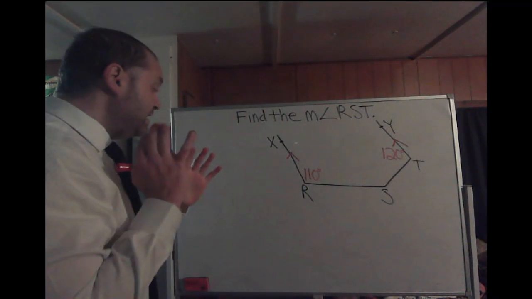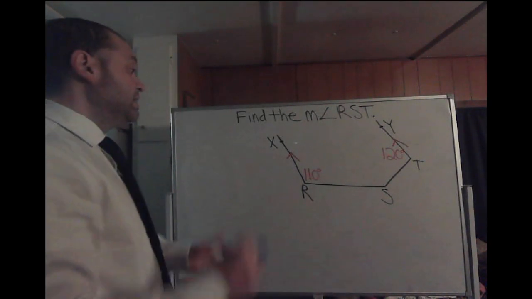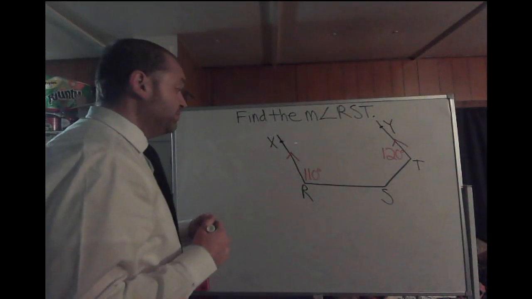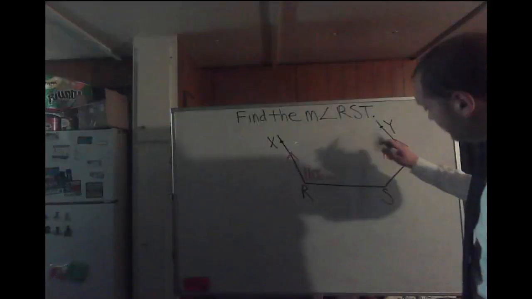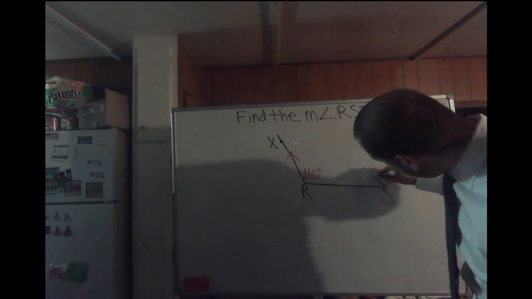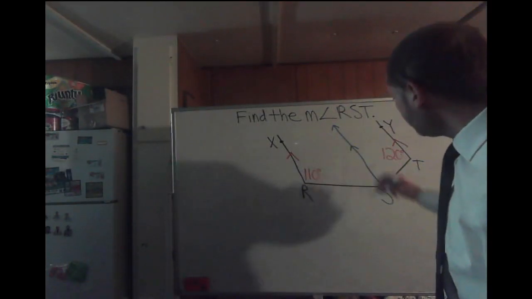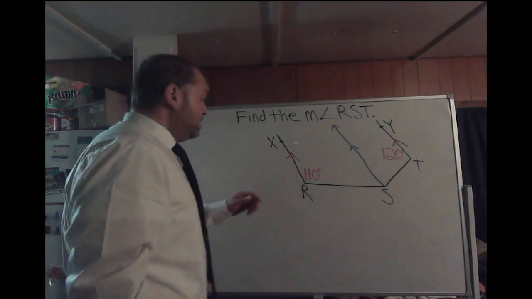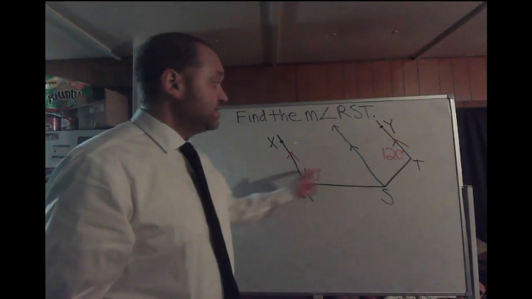So, how are we going to do that? Well, the same reasoning as before, we can draw a line through point S that is parallel to both of these lines here. So we're going to do just that now. I know it's probably not the straightest, but you'll get the point. So we can draw a line through S that is parallel to XR and YT.